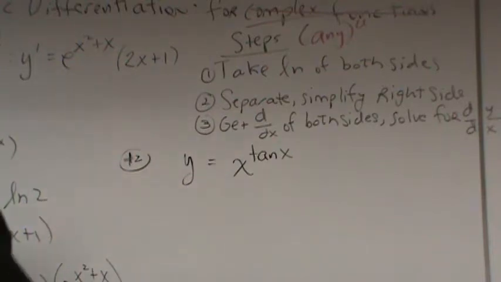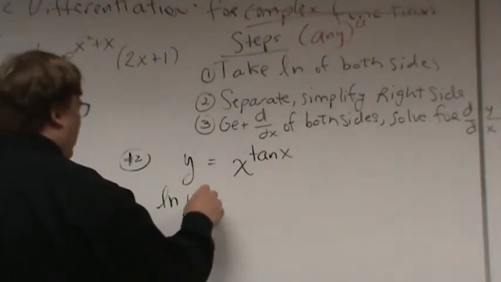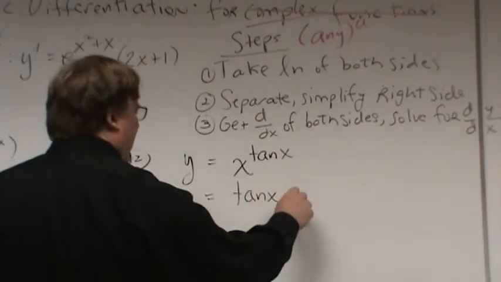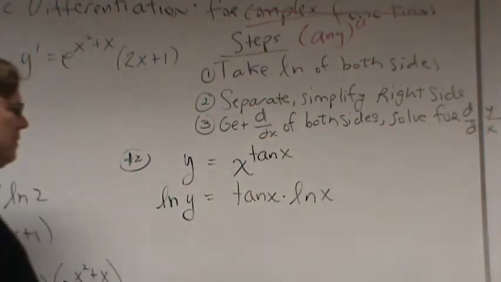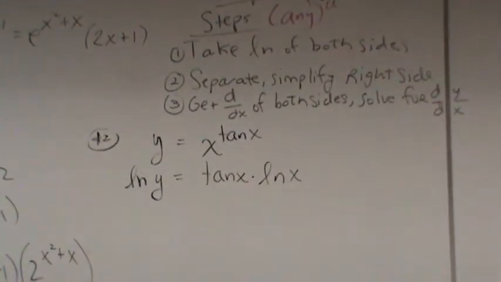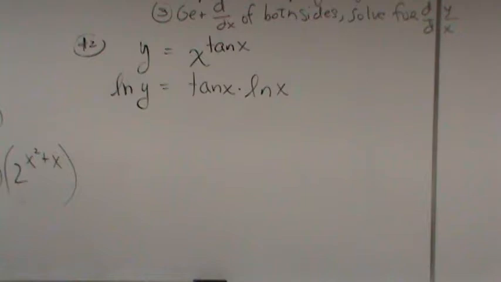So in this case, I'm going to take the log natural of both sides of the equation. And do you mind if I just do that simplification immediately, like that? The log natural of x to the tangent of x is going to be tangent of x times log natural of x. Are you okay with that, or should I show you?